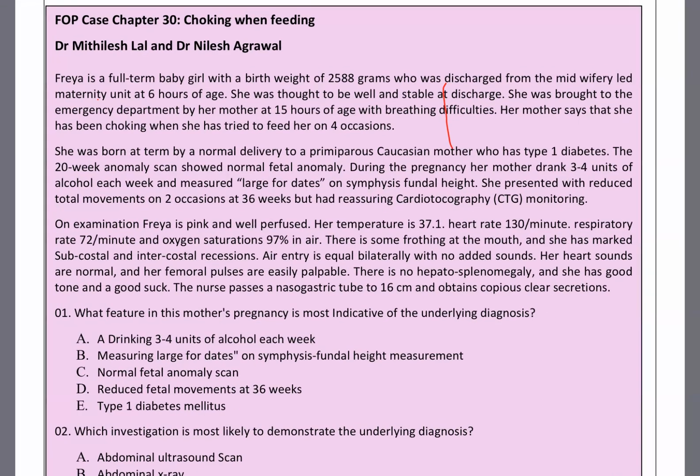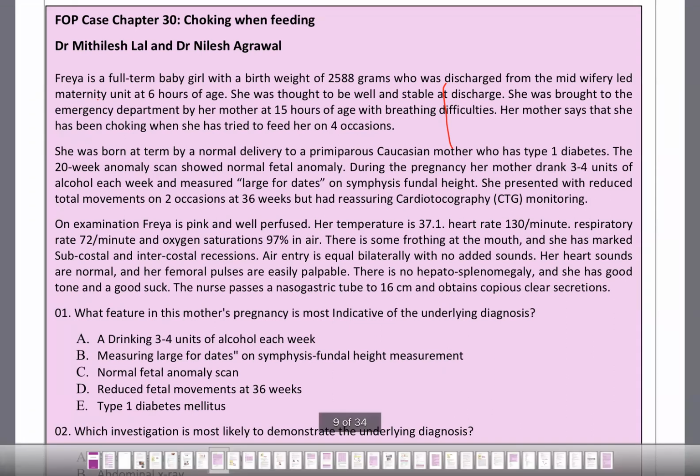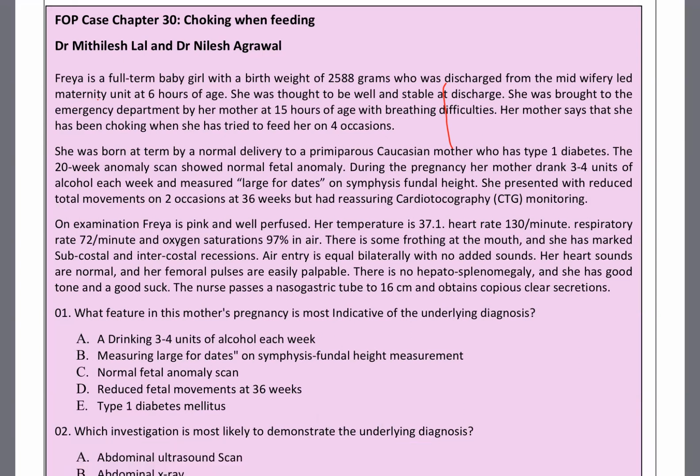Now, Freya is a full-term baby girl with a birth weight of 2.588, so 2.5 kilo, who was discharged from the midwifery-led maternity unit at 6 hours of age. She was thought to be well and stable at discharge. She was brought to the emergency department by her mother at 15 hours of age with breathing difficulties. So here the child has breathing difficulties at 15 hours of age. Her mother says that she has been choking when she tried to feed her on the fourth occasion. So the child has feeding difficulties, choking happened.